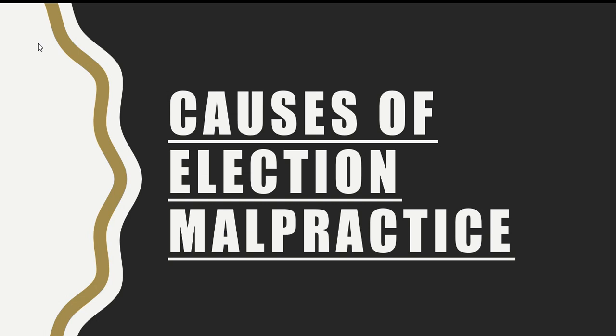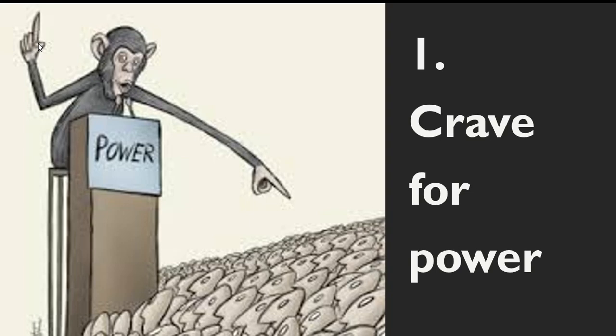Causes of electoral malpractice. Let's look at what made people to involve themselves in electoral malpractice. The first one is crave for power. There is a saying that power corrupts, but absolute power corrupts absolutely. Many politicians engage in electoral malpractice because they want political power at all costs. Unfortunately, such people do not perform when they win the election, but they rather engage in looting the government treasury. So, crave for power is one of the causes of electoral malpractice.